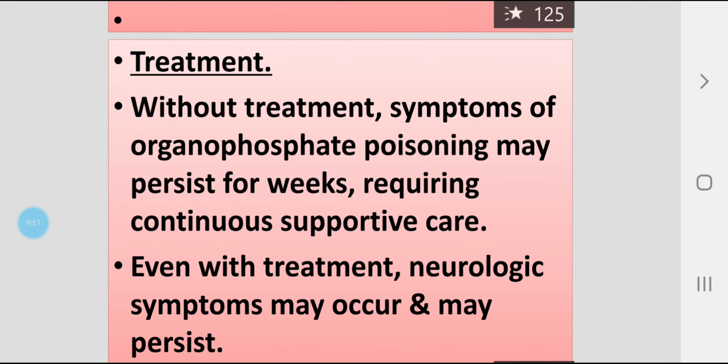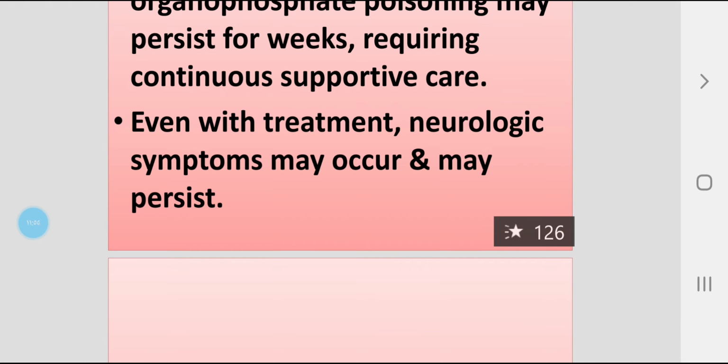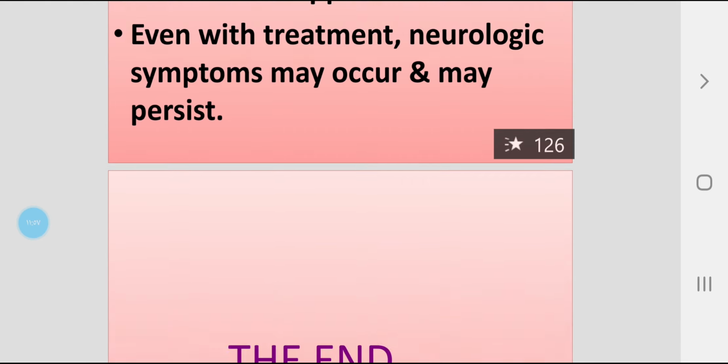Without treatment, symptoms of organophosphate poisoning may persist for weeks, requiring continuous supportive care. Even with treatment, neurologic symptoms may occur and may persist.